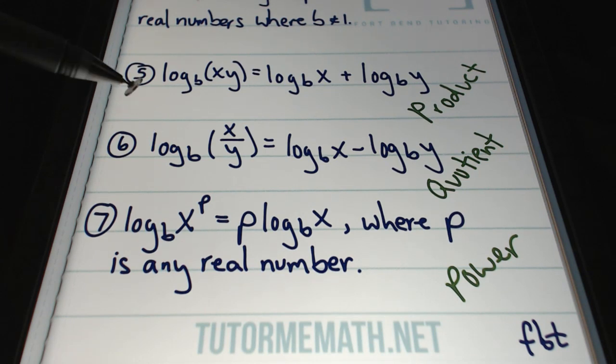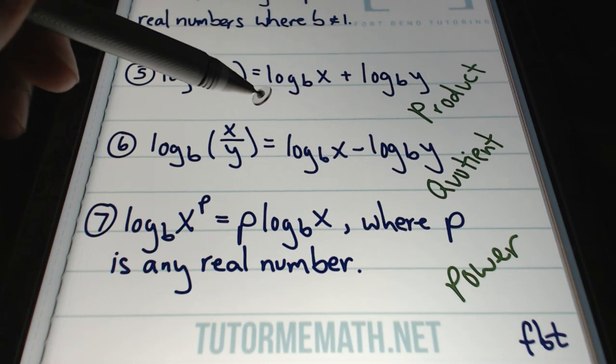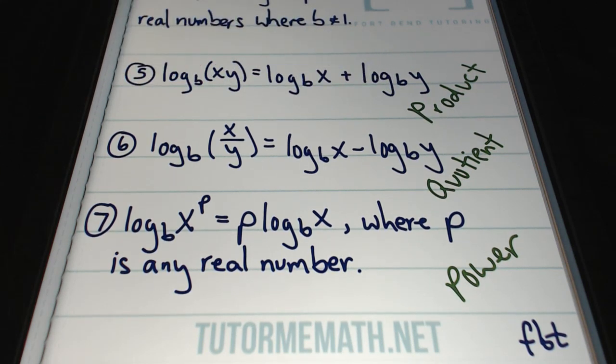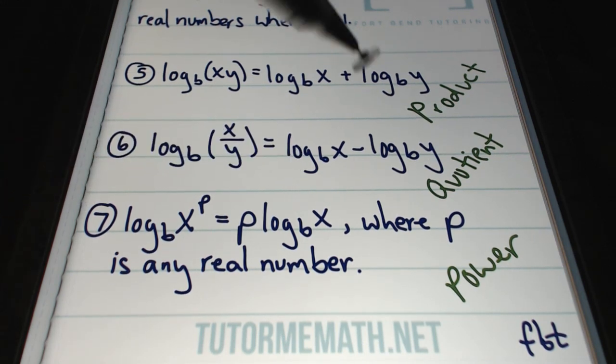Then we have log base b of the quotient x divided by y. This is equivalent to log base b of x minus log base b of y. This is called the quotient property of logarithms. Continuing on, we have problem number 7, where we have log base b of x to the p. If p is any real number, you would end up with p log base b of x. This is the power rule for logarithms. There you go.